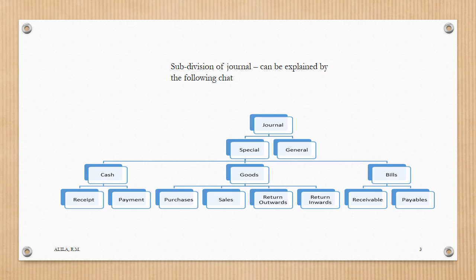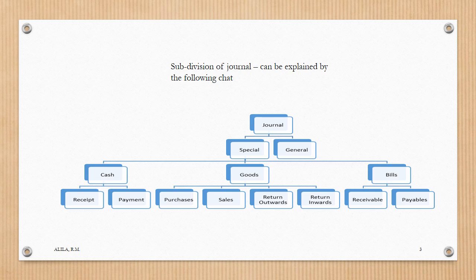We have a journal. The general journal is what we discussed earlier, and we will have special journals. So this special journal may include the cash journal. We may prepare a receipt journal for recording only receipt transactions, and the payment journal, which we may end up using for recording only payment transactions.